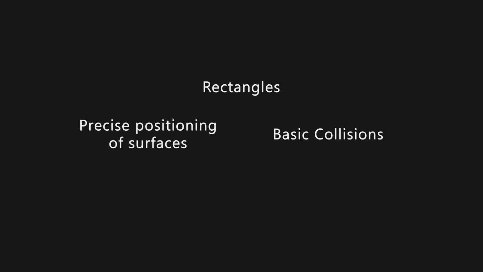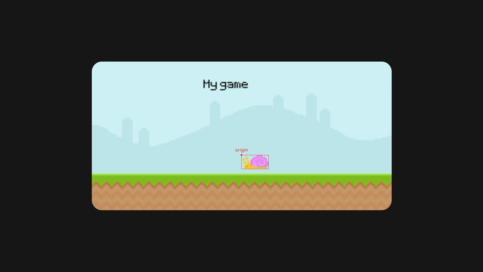But for now, I do want to focus on using rectangles to place a surface on the screen. So let me explain what we are going to do. Right now, when we place the snail, we couldn't really place it precisely because we can only ever place the top left, which made it very difficult to place the bottom of the snail right on the ground.